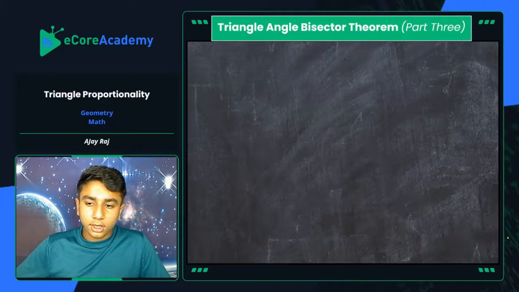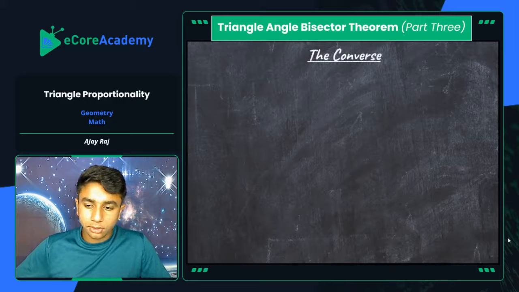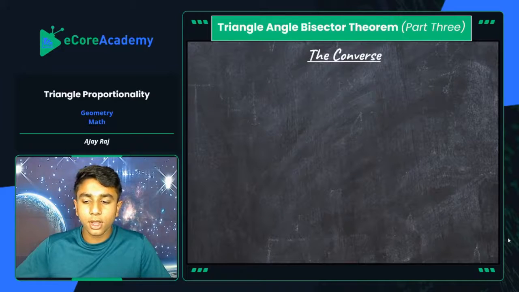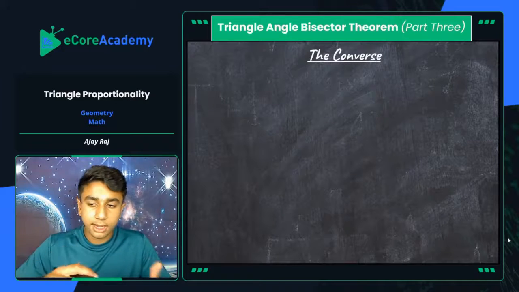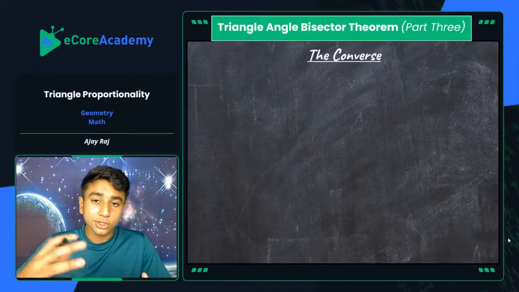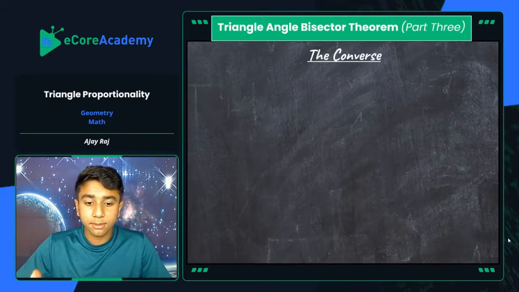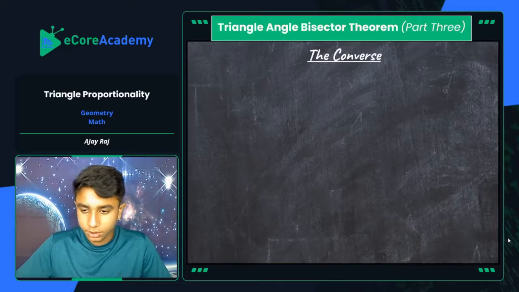All right, now let's look at part 3 of the triangle angle bisector theorem. Now we're going to look at the converse of the statement. Basically, it's when you swap the hypothesis of a statement with its conclusion. So let's look at this statement.